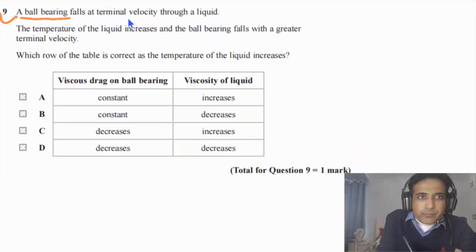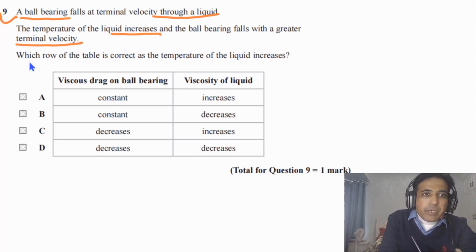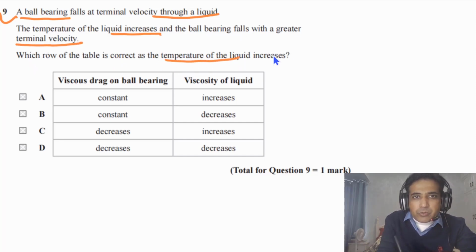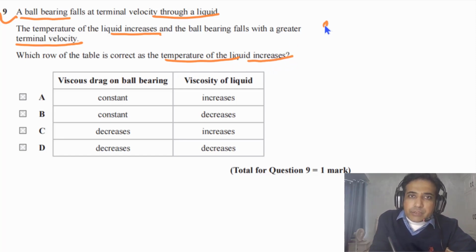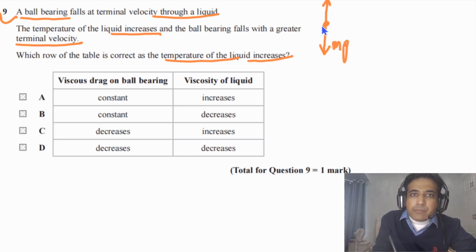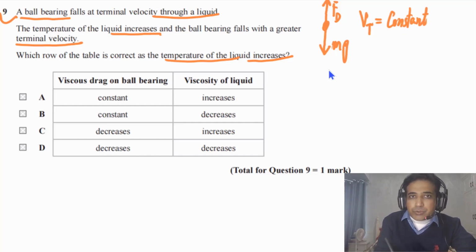Question 9 says a ball bearing falls at terminal velocity through a liquid. The temperature of the liquid increases and the ball bearing falls with a greater terminal velocity. Which row of the table is correct as the temperature of the liquid increases? For the first case, it is given that the ball bearing is falling at terminal velocity, and terminal velocity means the velocity is constant. So here is the drag force. In this case, this is the mg and this one is the drag force. The object is falling at terminal velocity, it means these two forces are equal. So Vt, the terminal velocity, is constant, so the resultant force is equal to 0.